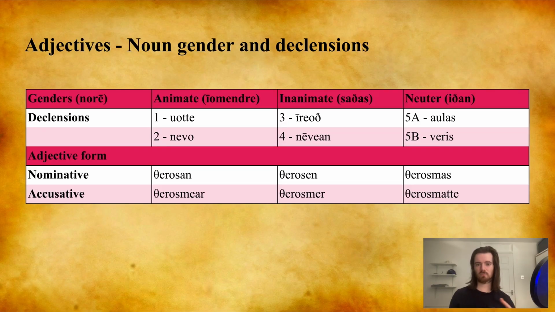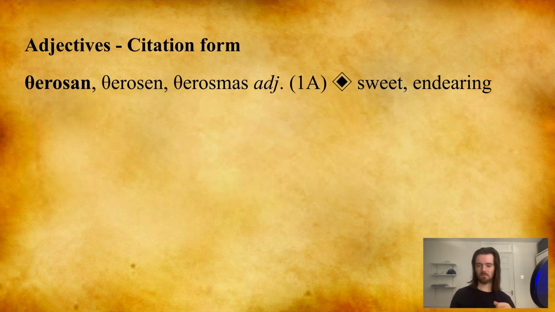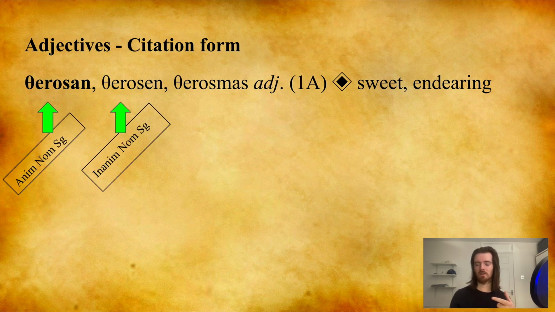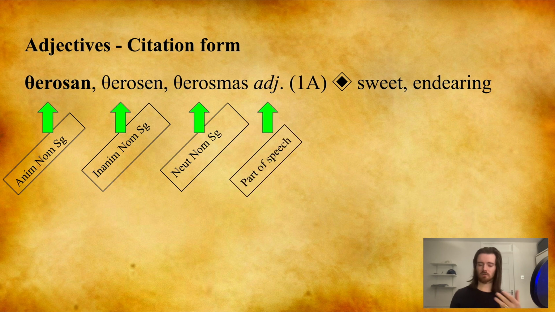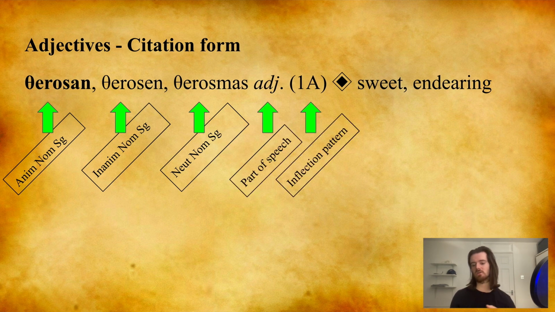It's important to note as well that this applies across case and number, so that the accusative forms would be therosmear, therosmer, and therosmate. Now, the citation form for an adjective will consist of the animate nominative singular, the inanimate nominative singular, the neuter nominative singular, as well as identifying the part of speech, the inflection pattern, and a translation.